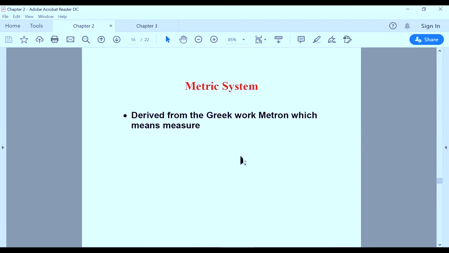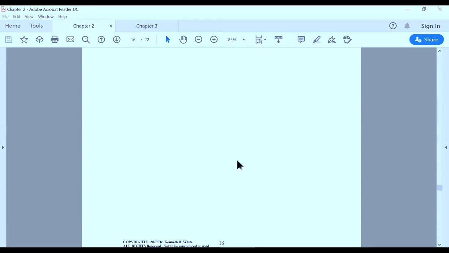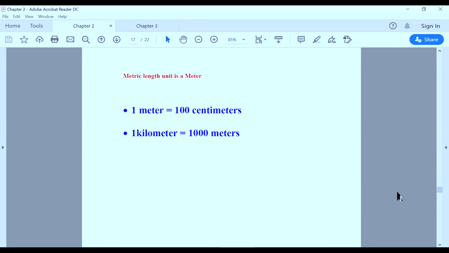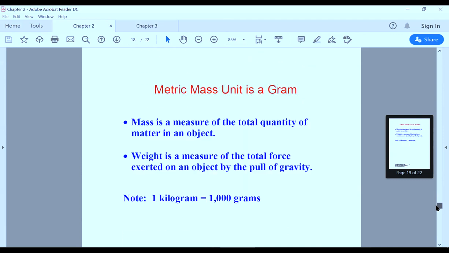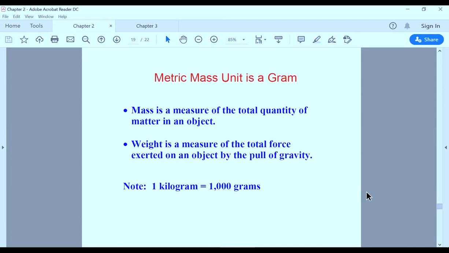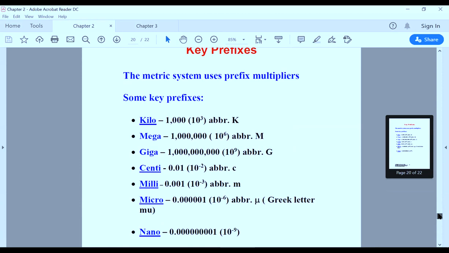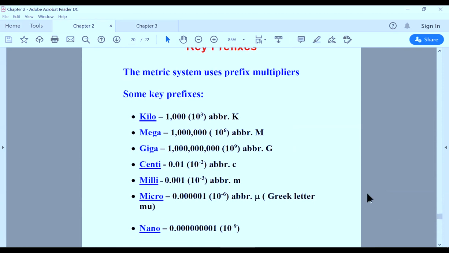Metric comes from the word metrum, which means measurement. I'm never going to ask that. There are units of measure. Length is the meter. Volume is liter. Mass is gram. And we have prefixes. Notice a gram, 1 kilogram equals 1,000 grams. Well, there are certain key prefixes which mean you multiply the gram unit, like an example here, times a kilo, which is 10 to the third, 1,000.